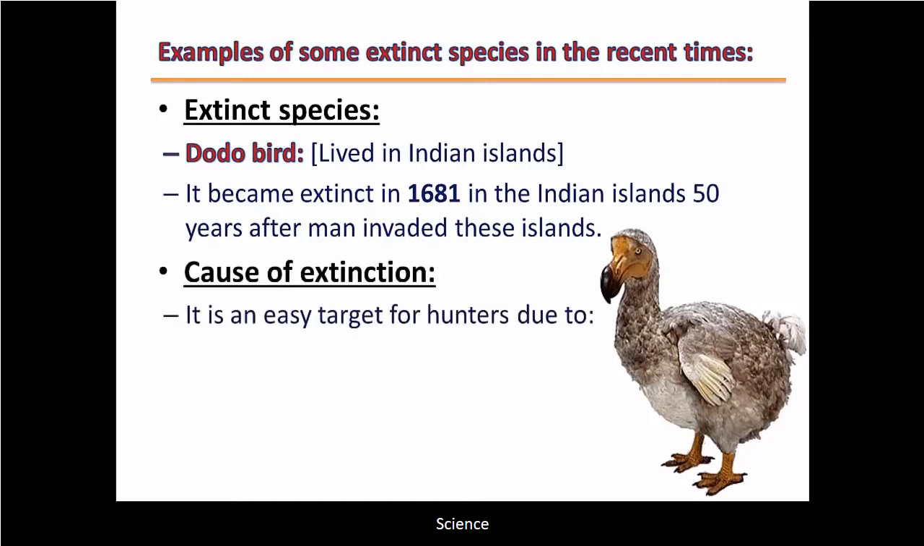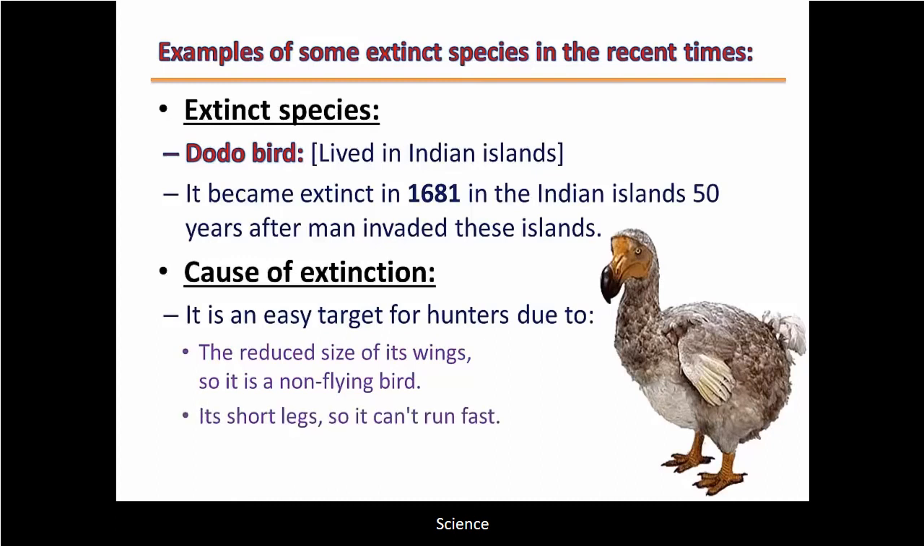Causes of extinction. It is an easy target for hunters due to, number 1, the reduced size of its wings, so it is a non-flying bird, and number 2, its short legs, so it can't run fast.